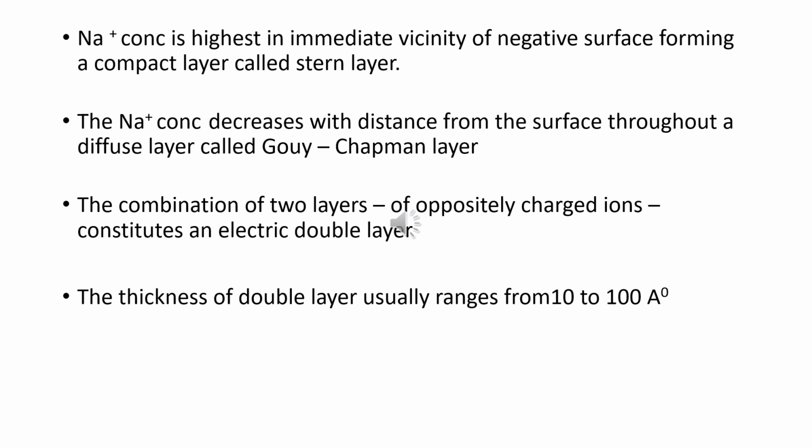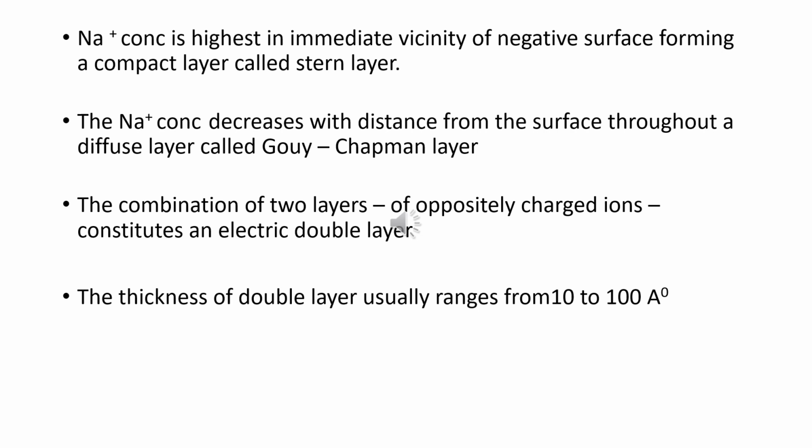This slide says that the Na+ ion concentration is highest in the immediate layer of the negative surface, and that forms a compact layer called the Stern layer. As the distance from the surface increases, the sodium ion concentration decreases through a diffuse layer called the Gouy-Chapman layer. Together, these two oppositely charged regions form the electrical double layer, and the thickness is usually about 10 to 100 angstrom.